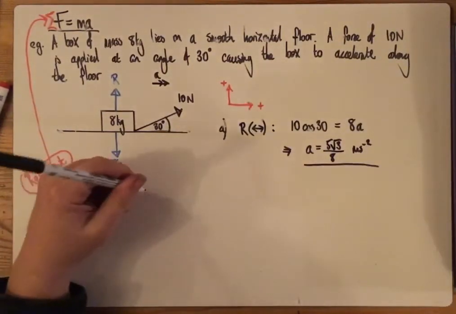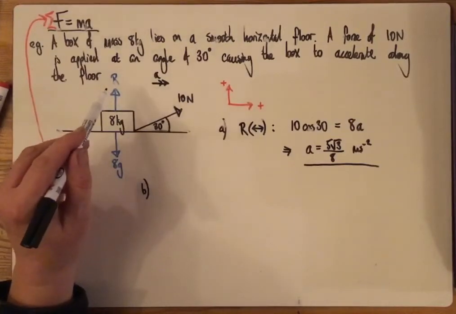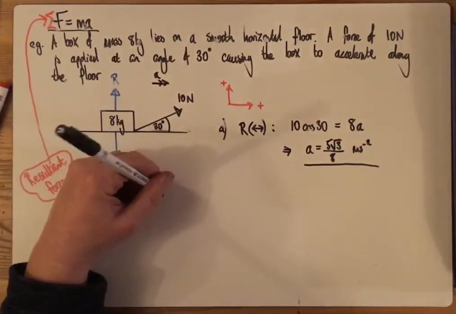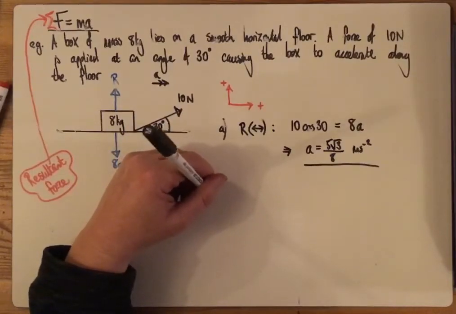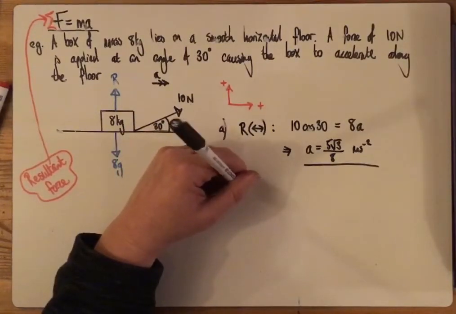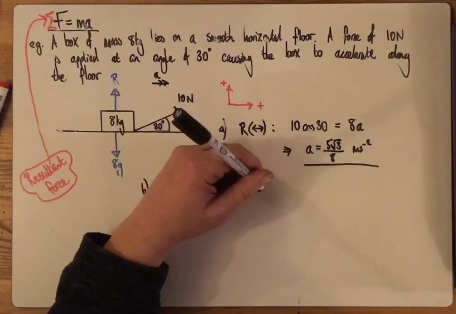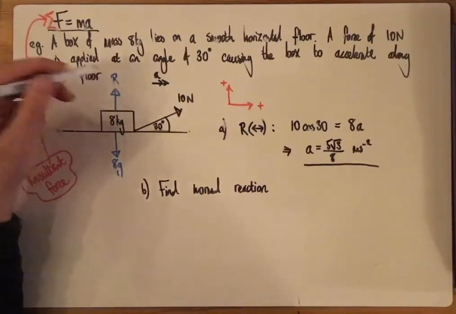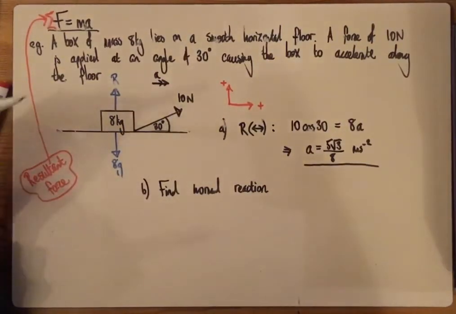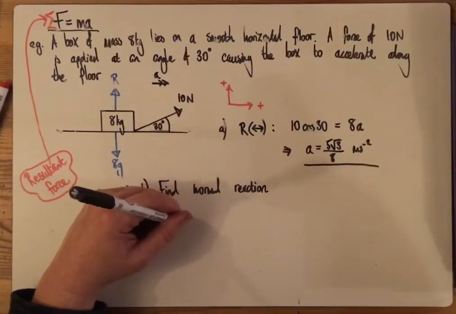And then the next thing we want to do is find this resultant force. So we want to find the normal reaction. Did I call that resultant force? I meant reaction force. Right, we want to find this reaction force, so find the normal reaction. So I'm going to resolve vertically.